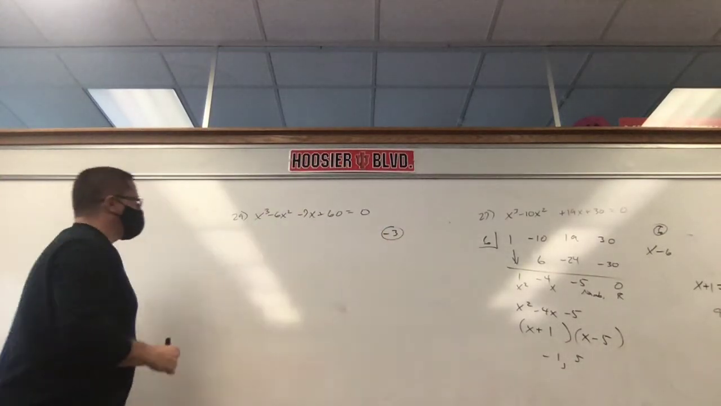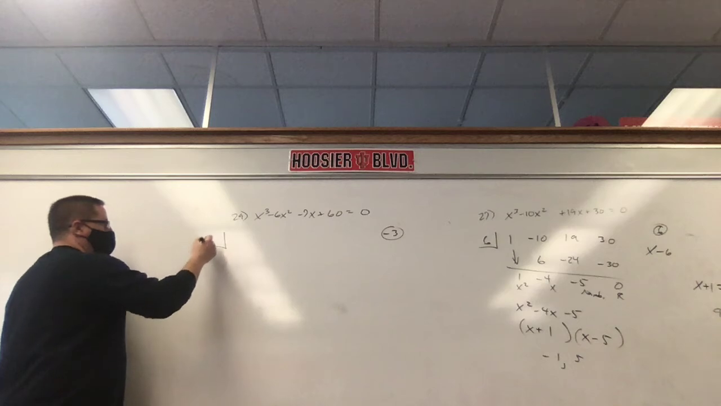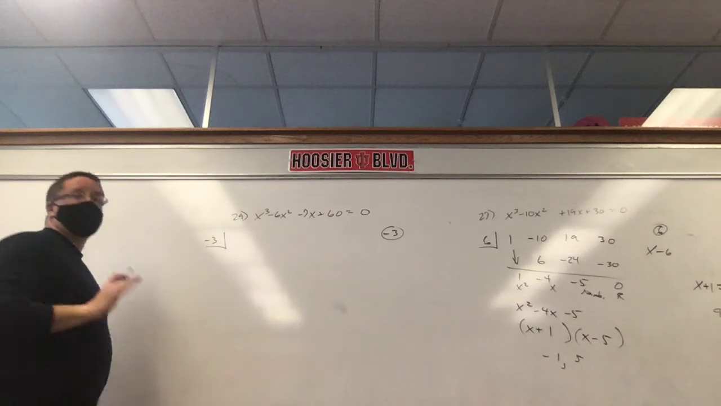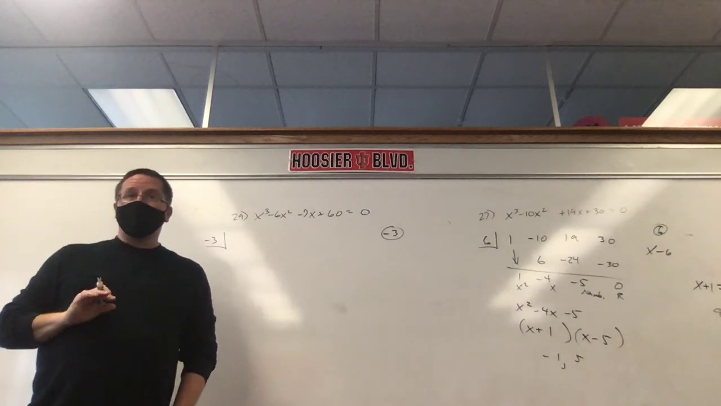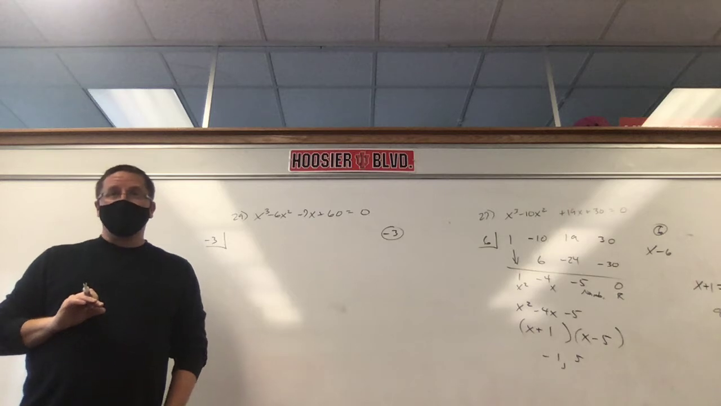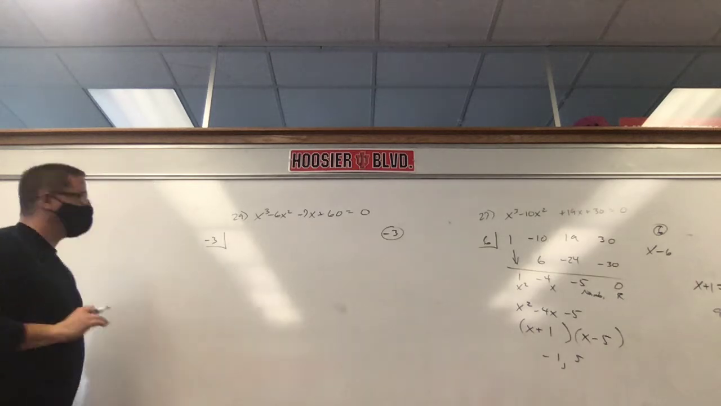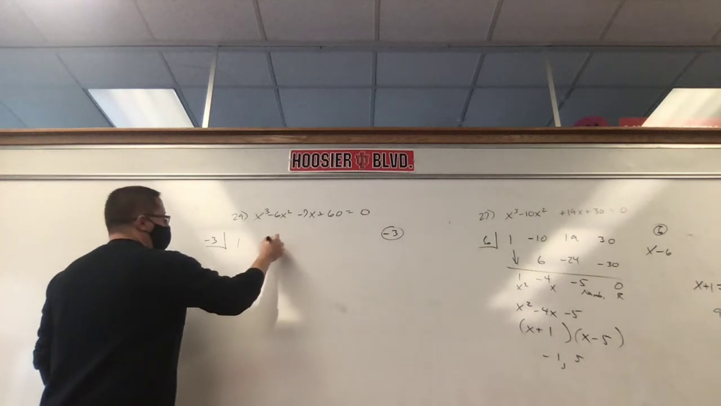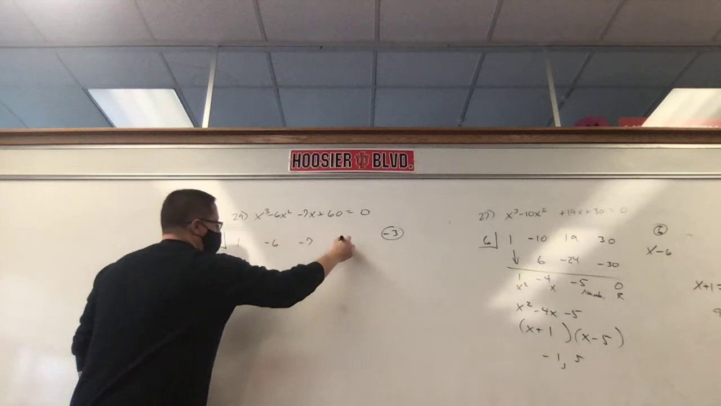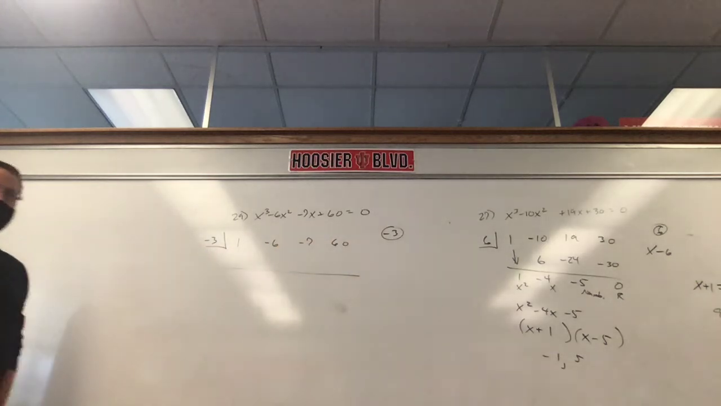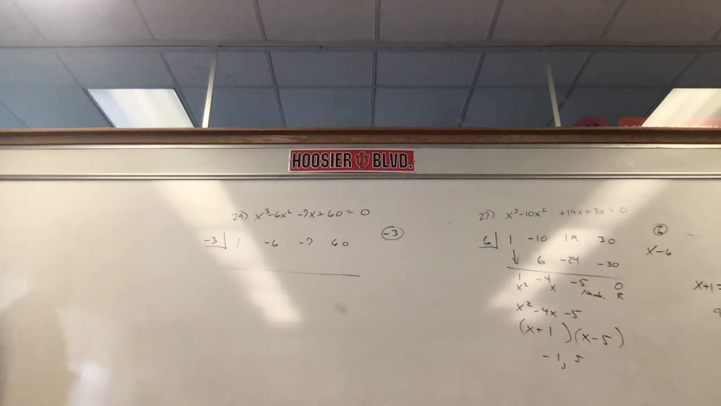So, what goes in the box? -3, okay? Now, here's the deal. If you accidentally put the opposite in, you're probably not going to end up with zeros. I tell you, you made a mistake somewhere, okay? So, top line is 1, -6, -7, 60. I'm going to shut my mouth for the next 45 seconds. Go ahead and do this synthetically.